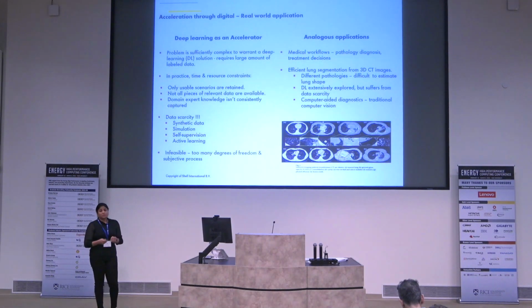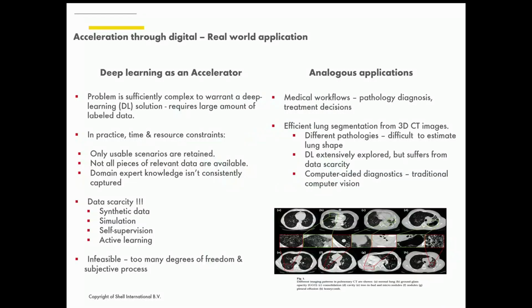So once we started looking at accelerating velocity scenario generation, we realized that the complexity of the problem would warrant a deep learning solution. So we took a stab at training deep learning models to accelerate this process. But what we realized is most model building projects tend to be time and resource constrained, and that manifests itself in terms of the data that is retained once a project is completed. So only the velocity scenarios that probably manifested an imaging uplift are retained, if at all.